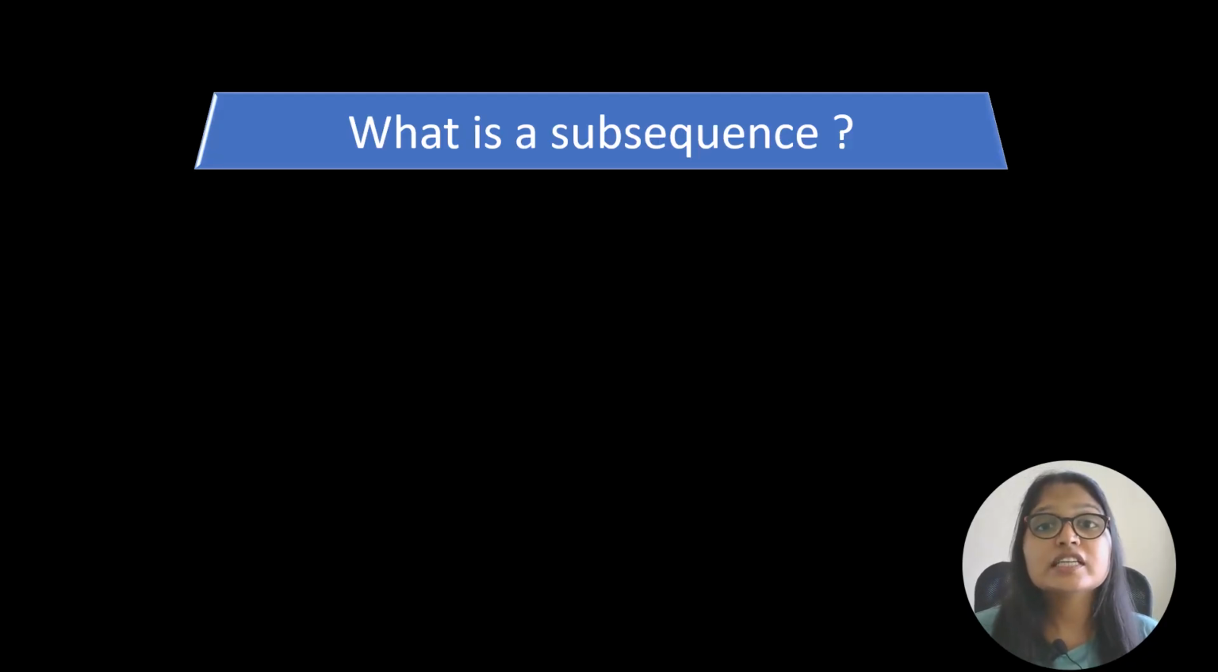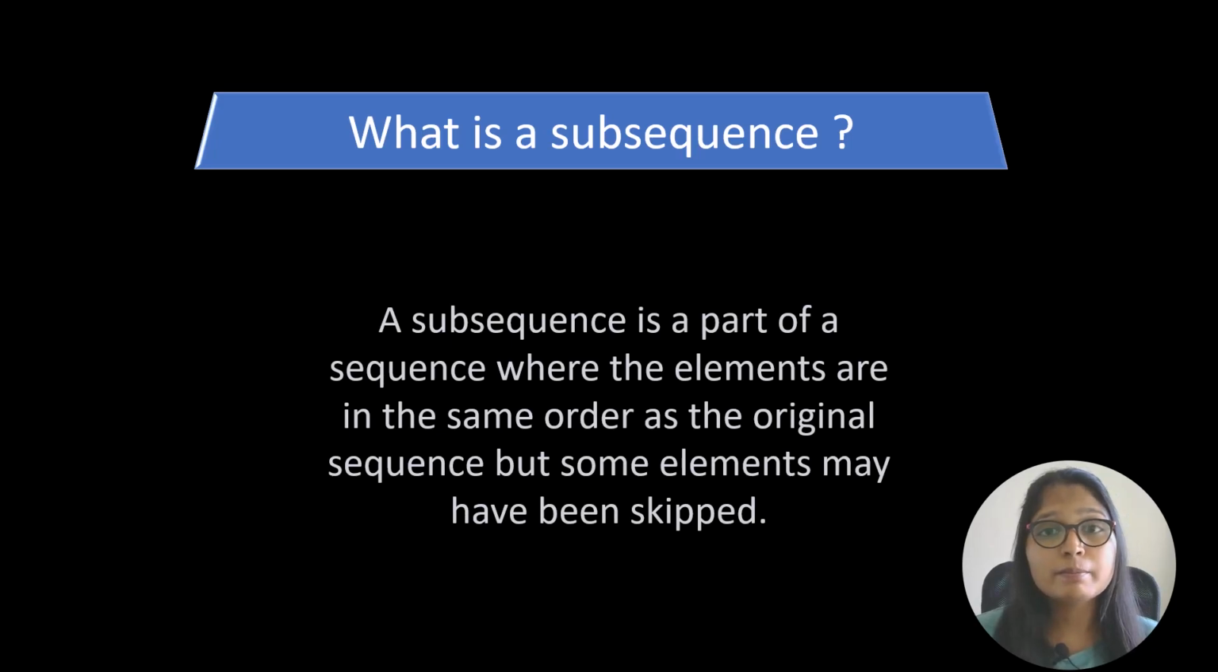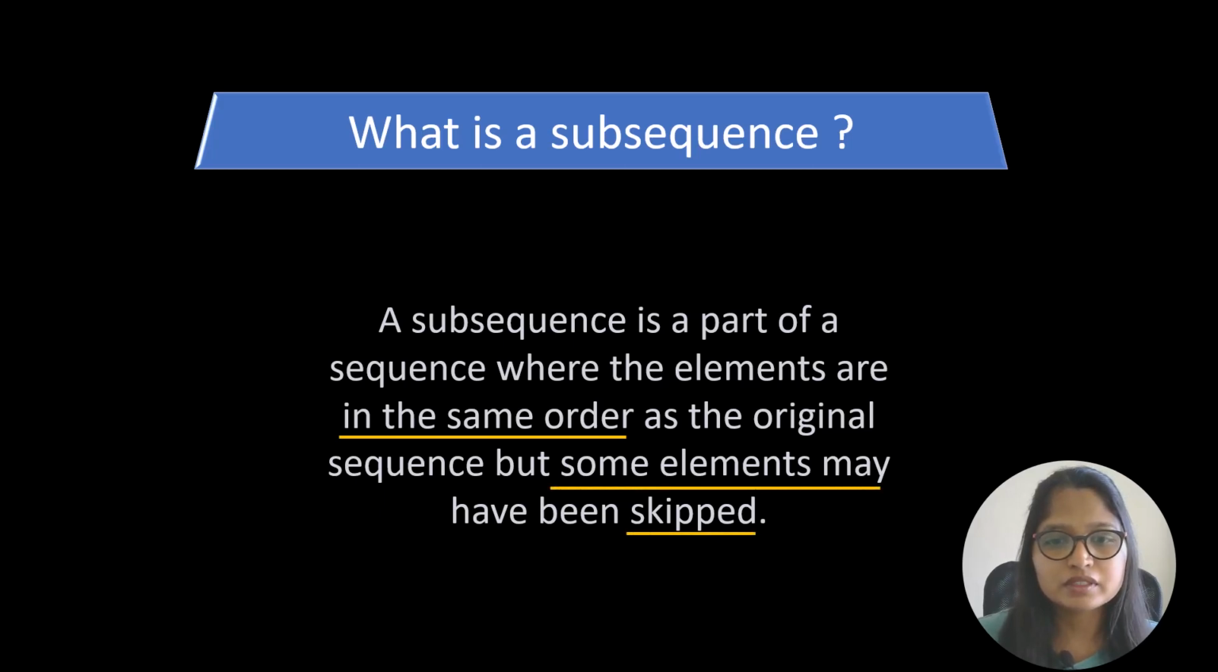Let's start with asking the question of what is a subsequence. Now, a subsequence is a part of a sequence where the elements are in the same order as the original sequence, but some elements may have been skipped. What it means is that a subsequence is a subset of the original sequence where the elements may have been skipped while maintaining the original array sequence.